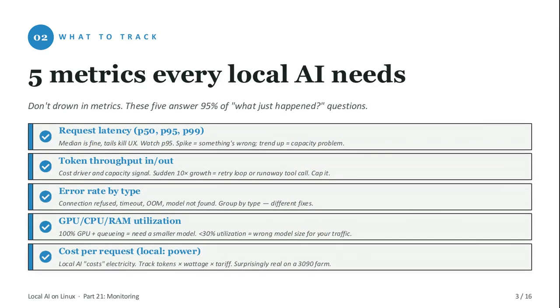So what do you actually watch? 5 metrics carry most of the weight. Request latency at P50, P95, and P99, because the median lies and the tails are where users suffer. Token throughput in and out, which is both your cost driver and your early warning for runaway tool calls. Error rate broken down by type, because a timeout and an OOM need very different fixes. GPU, CPU, and RAM utilization to tell you if your model is the wrong size for your traffic, and cost per request, which locally means tokens times wattage times your electricity tariff. Surprisingly real once you're running a couple of 3090s.